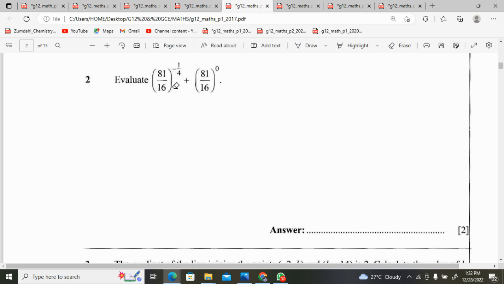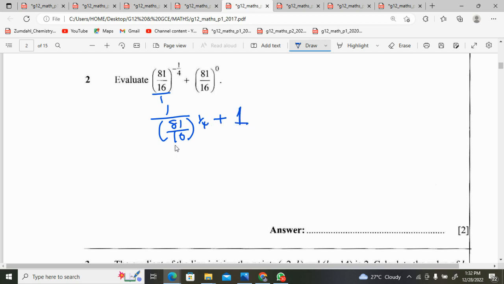And another one here, 81 over 16 to the power negative 1 over 4. So this is also over 1. We can write it as a positive. So the 1 goes on top, and then the 81 over 16 is going to go in the denominator. The power becomes positive. Then this one, any number raised to the power 0, the answer is 1.